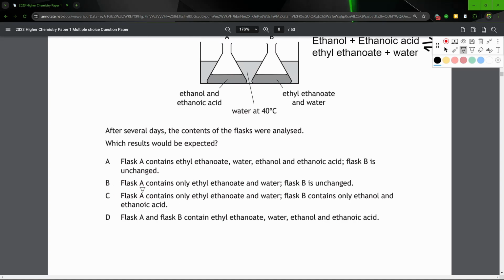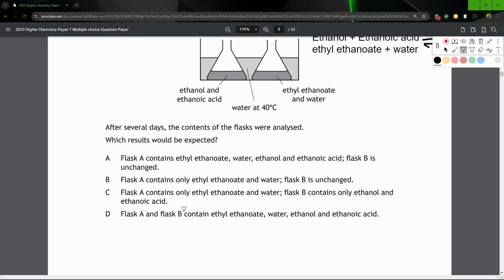So that means we're going to have to pick the one that says flasks A and B both contain ethyl ethanoate, water, ethanol, ethanoic acid. Ooh, that was a long one.